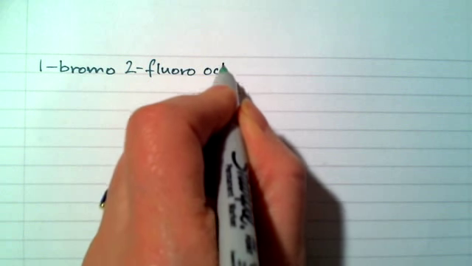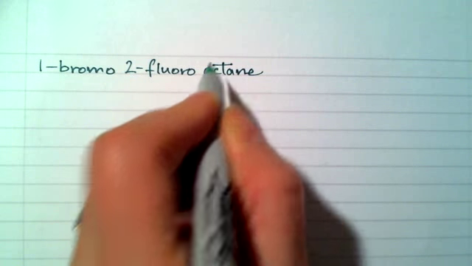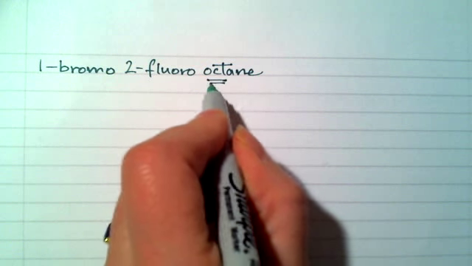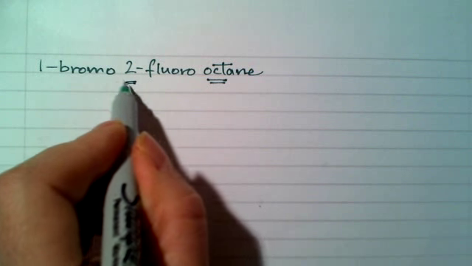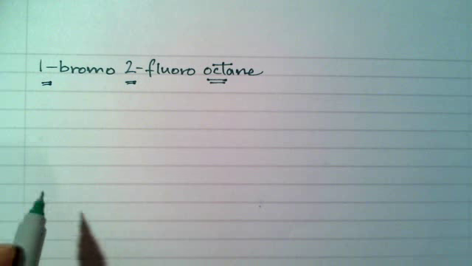We had a few more organic molecules to draw and to name, or just to draw and give structures, I guess. We have the names. First one is 1-bromo-2-fluorooctane. There it is, 8 carbons with a fluorine on the number 2 and a bromine on the number 1.